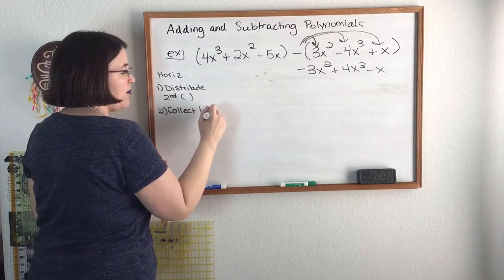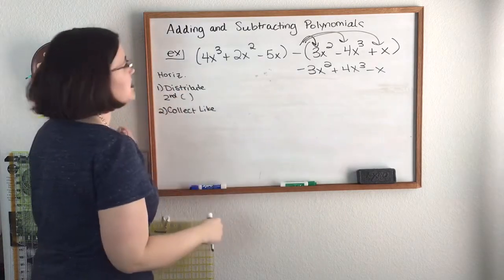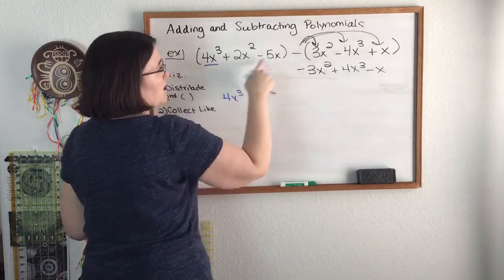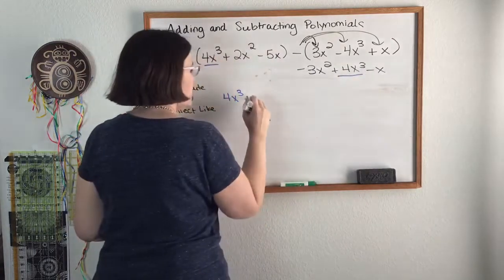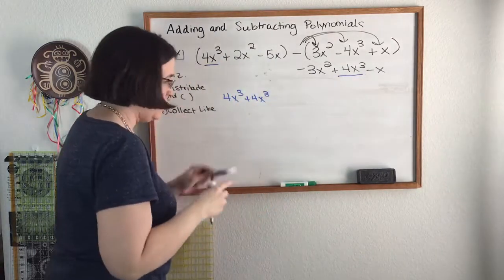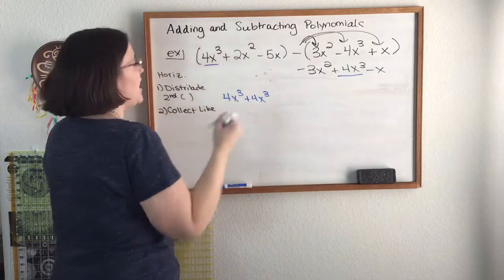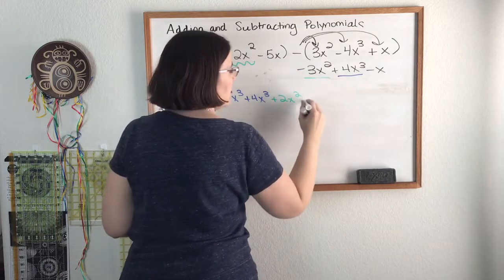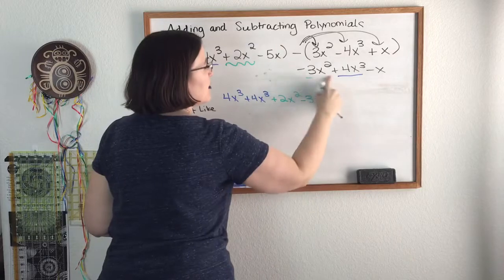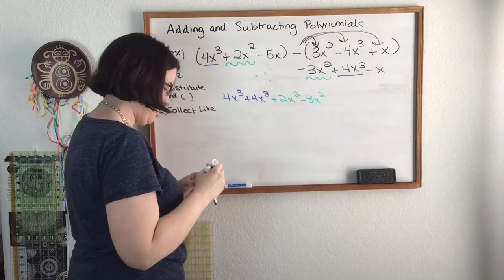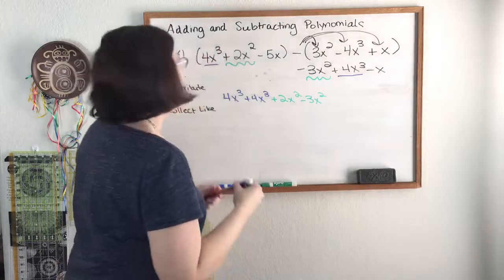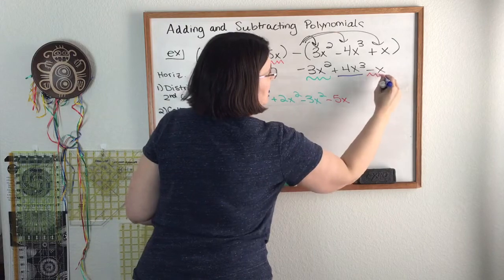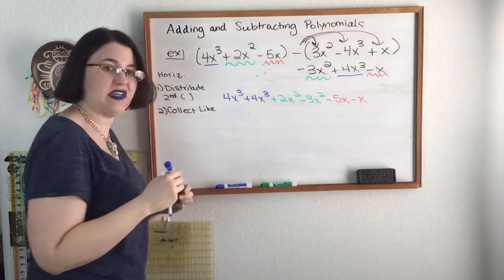The next thing that I do is I collect my like terms together. So instead of aligning them vertically, I'm going to put them in line together horizontally. So my first power is a 4x to the third. The next matching term is this 4x to the third, so I'm going to put them together so I can remember to combine them. Then I've got a 2x squared. My next squared is here, so I'm going to put those together because they're like. And then I've got a negative 5x and a negative x, and those are like, so I'm going to combine them.